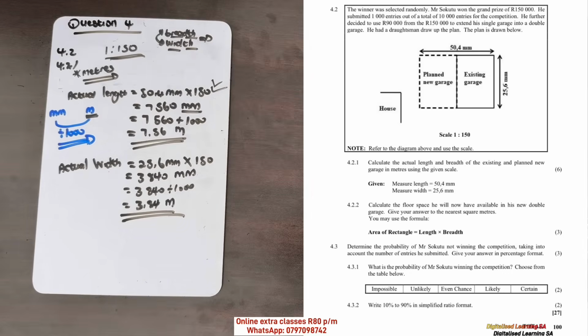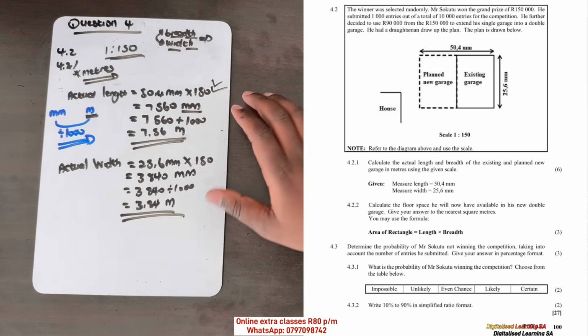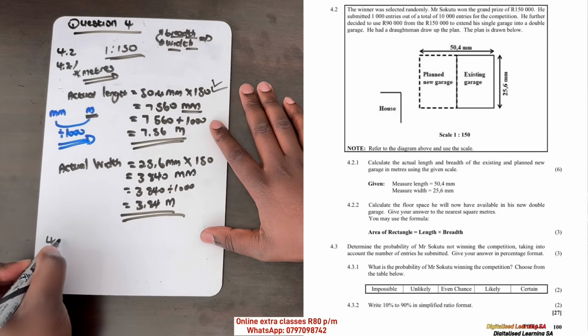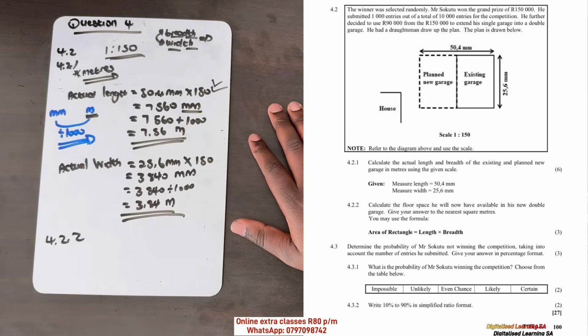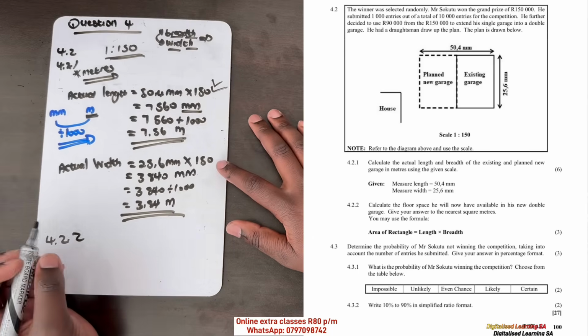Okay, and now we are done with question 4.2.1, and we'll be moving to question 4.2.2. Question 4.2.2 says: calculate the floor space he will now have available in his new double garage, and give your answer to the nearest square meter. You may use the formula for the area of a rectangle.